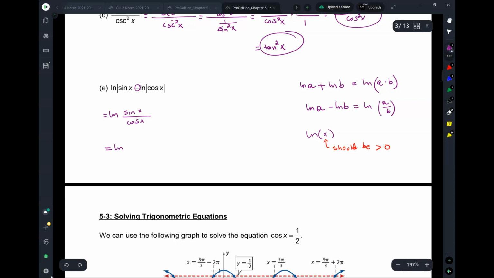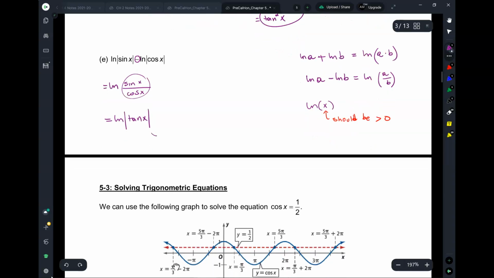So now, what do we have here? This is ln of, what's sine over cosine? Tangent x. Now, here's the question. Is there ever a possibility for a tangent to be negative? Yeah, right? It's negative half the time. If there is, then you must put absolute values around it to ensure tangent x will be positive. Okay? All right.